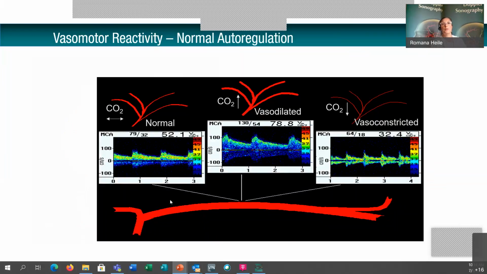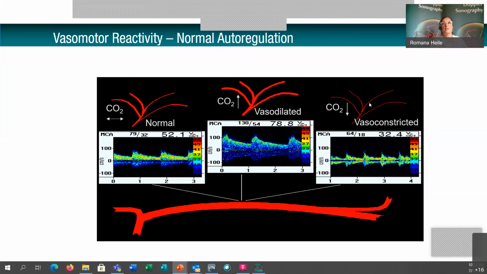Here you see the vessel, and the vessel changes due to the O2 and CO2 concentration in the blood. With normal breathing, under normal conditions, we have a specific diameter of the vessel. If we increase the CO2 concentration, which leads to vasodilatation, the vessel dilates, the diameter becomes bigger, more blood enters, it's faster, and you will see an increase in the Doppler signal, a velocity increase.